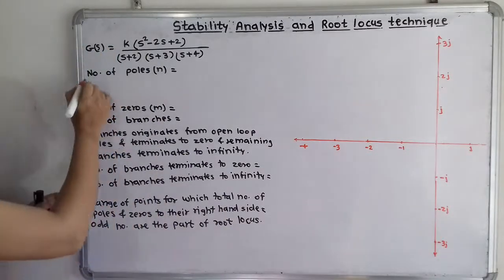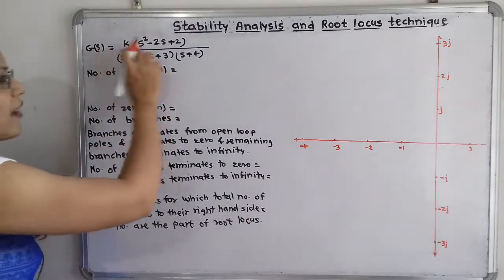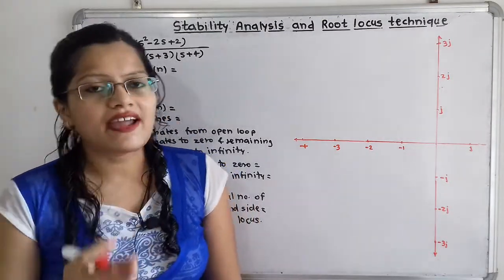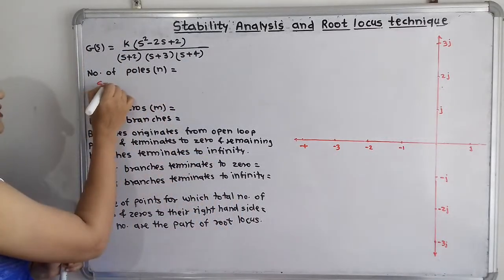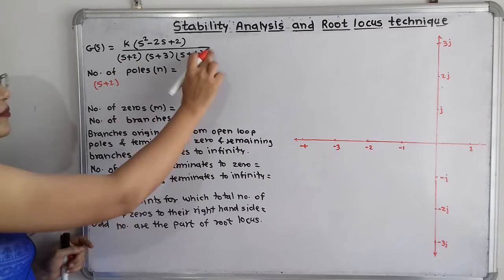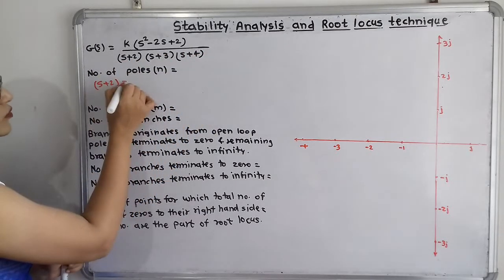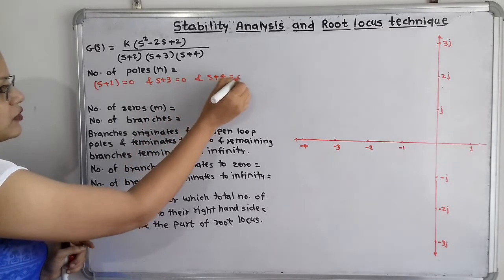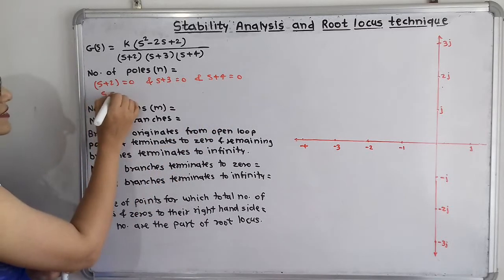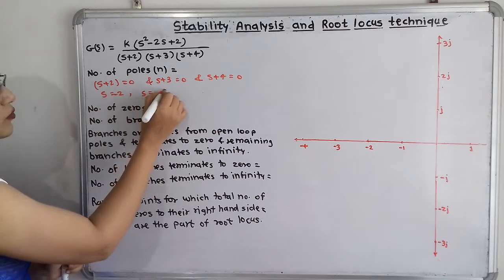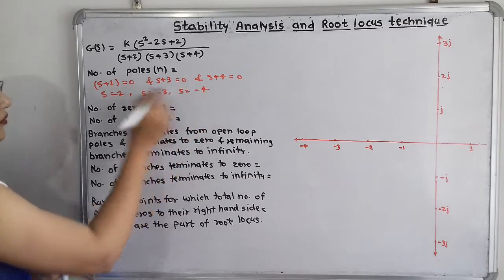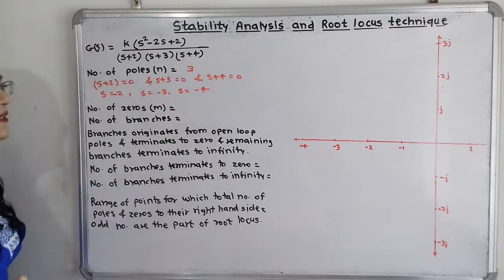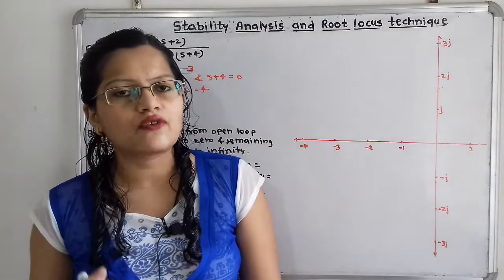How to calculate the number of poles? Notation is n. We have to take the denominator in the form of s and equate it to 0 and find its roots. So s plus 2 is equal to 0, s plus 3 is equal to 0 and s plus 4 is equal to 0. How can we find the roots? That is s is equal to minus 2, s is equal to minus 3, s is equal to minus 4. That means for these three roots we can say that the number of poles, n, is equal to 3.